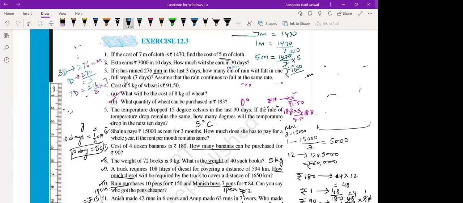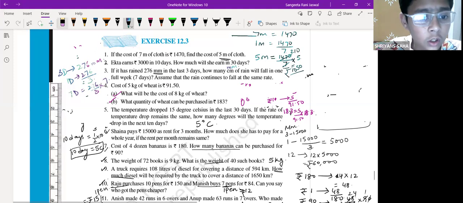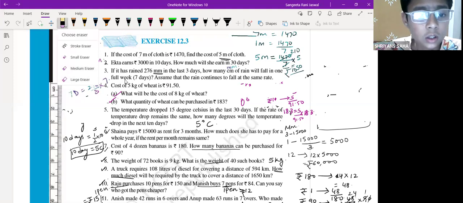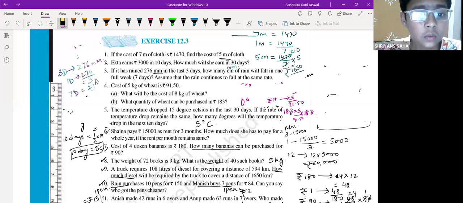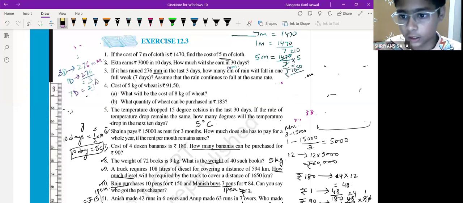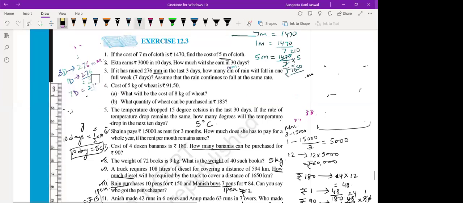Okay. Let's see question number 4. Shreyansh, you read the question now. Question 4. Cost of 5 kg of wheat is 91 rupees and 50 paisa. What will be the cost of 8 kg of wheat? What quantity of wheat can be purchased in 183 rupees? We'll do the first part now. The cost of 5 kg of wheat is rupees 91.5. What will be the cost of 8 kg? So you will find the cost of 1 kg and then find for 8 kgs. Please do this first one.